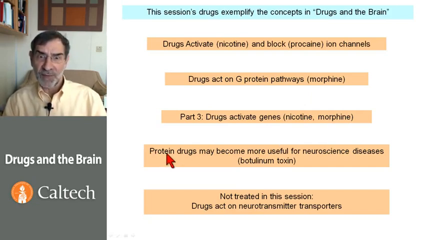Protein drugs may become more useful for neuroscience diseases. That would be botulinum toxin. I should add that botulinum toxin does not get into the brain. It actually works in the peripheral nervous system at the nerve muscle synapse. That's an important distinction. There are very few protein drugs that do work in the brain these days. A handful, and they are much less used than botulinum toxin. So we'll remain with botulinum toxin for today's example. And there are also drugs that act on neurotransmitter transporters. We'll talk about them later in the course, but we won't give an example in today's session.